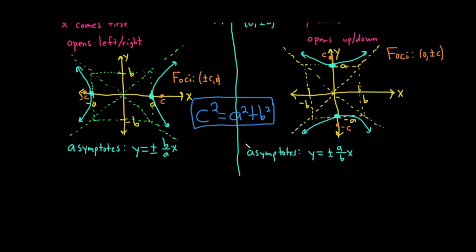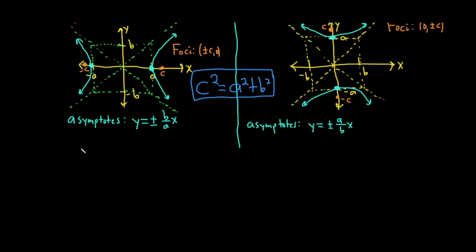All right, so the other case would be when the center is not 0, 0. In this case, it would be x minus h squared over a squared minus y minus k squared over b squared equals 1. Going kind of fast here. And in this case, (h, k) is the center.